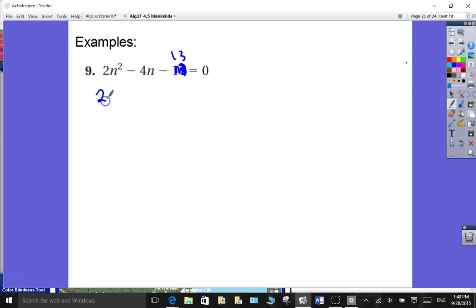You would go 2n squared minus 4n equals 13. Okay, factor the 2 from the first 2 terms. 2 times n squared minus 2n equals 13. Now complete the square on what's inside the parentheses. Don't worry about that 2. What would you add here to complete the square on n squared minus 2n? 1, right? You would divide -2 by 2. You get -1. -1 squared is 1.